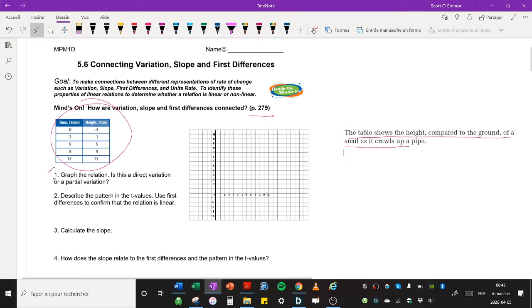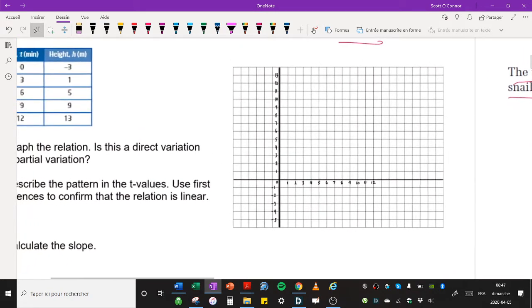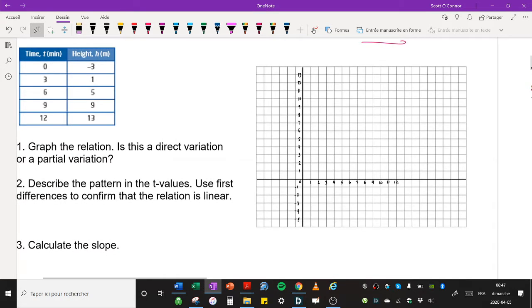And the first thing we're going to do here is graph the relation, and then we're going to address whether it is direct or partial variation. So if we graph the relation, we can do that together really quickly here. The first point is 0 and -3. You can see I get that from here. Then 3 and 1, 6 and 5, 9 and 9, and 12 and 13. Okay, and so then we would draw a nice straight line through it.